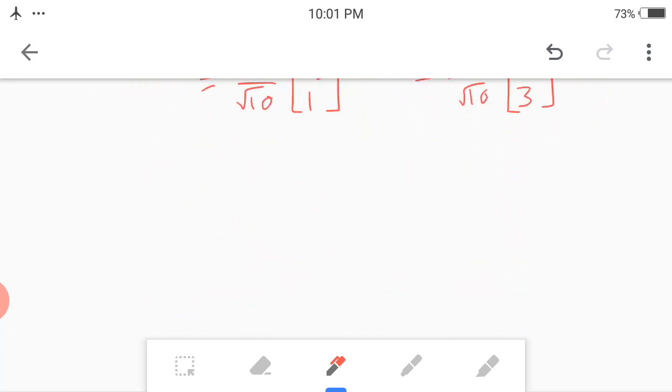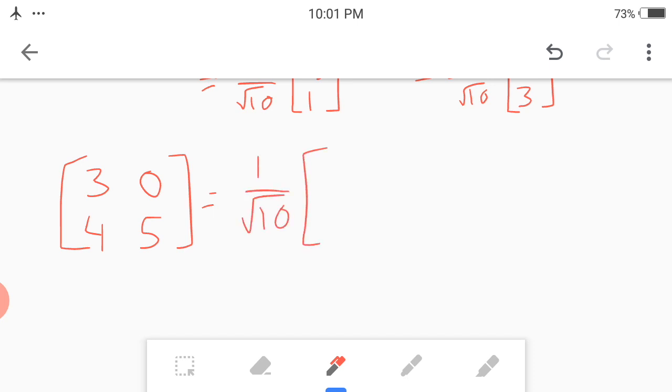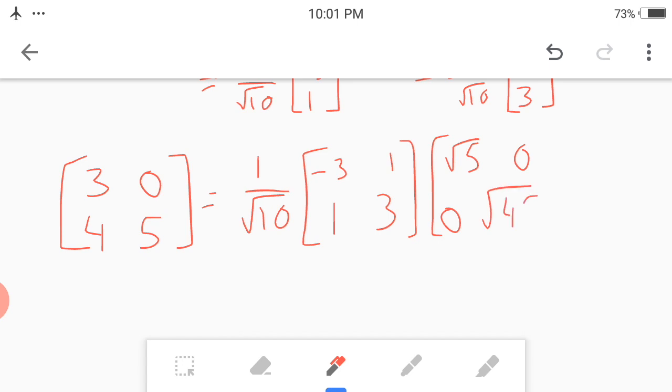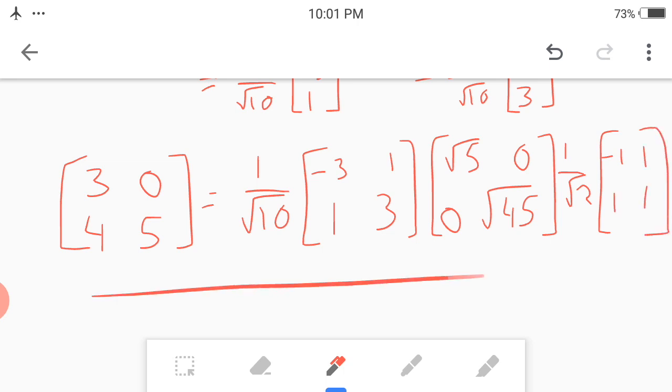So just verify if you will get this matrix. Okay, so what is your u? 1 by root 10, minus 3 1 1 3. Your diagonal matrix is root 5 0 0 root 45, that is 3 root 5. Then you have 1 by root 2, minus 1 1 1 1. Verify this. I hope this example was clear.